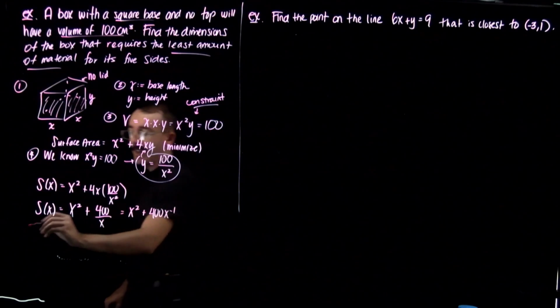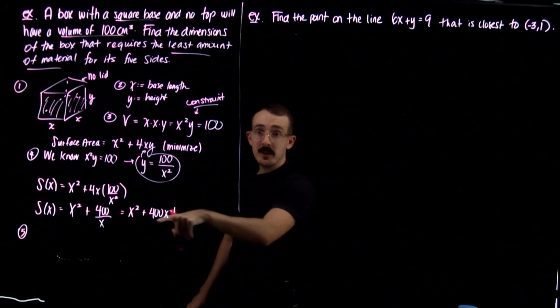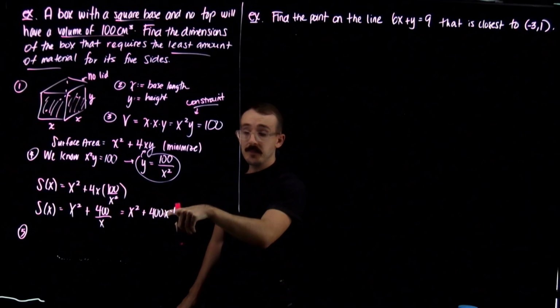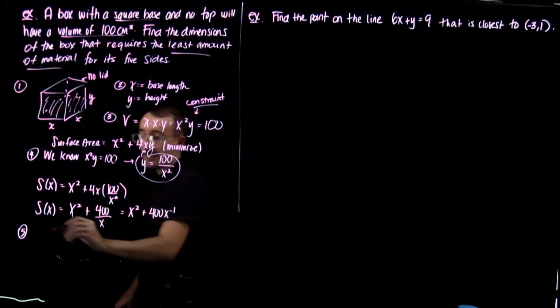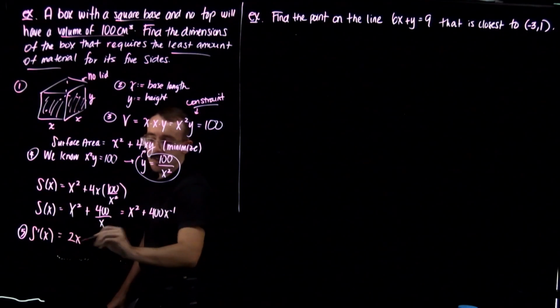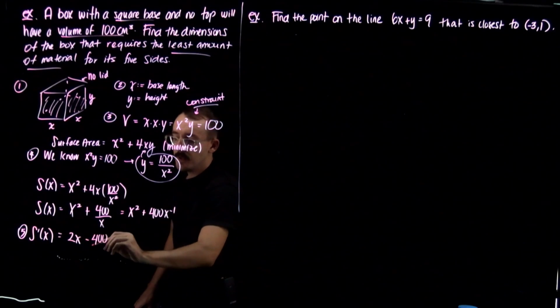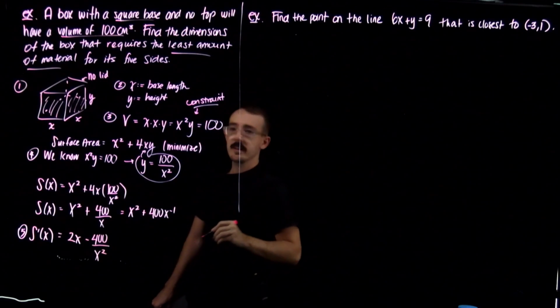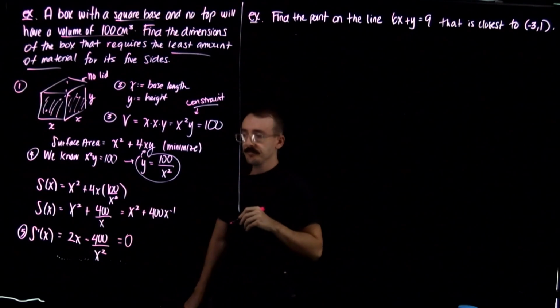Okay? And then finally, what I'm going to do is differentiate this. I want the critical numbers for this so that I can find out where I have a minimum. So I'm going to take the derivative. S prime of x is 2x. Bring the negative 1 in front. I get negative 400 over x squared now. That's the derivative. And I'd like to know where this equals 0.